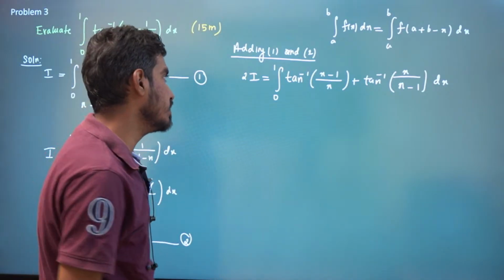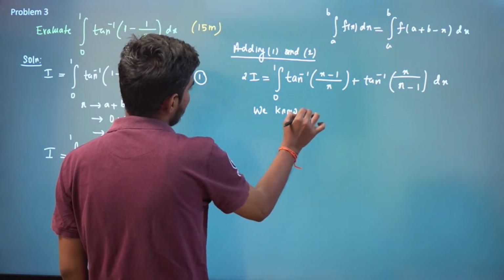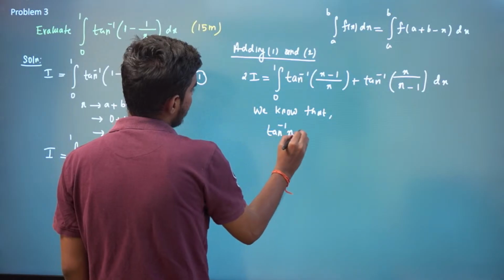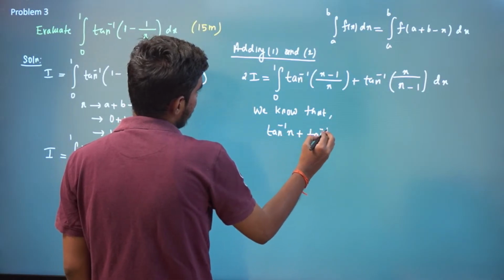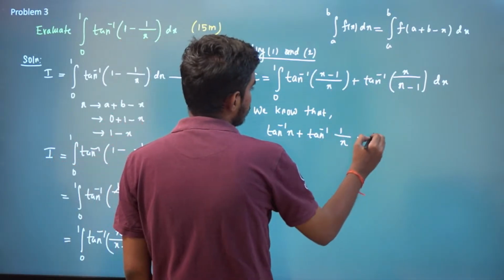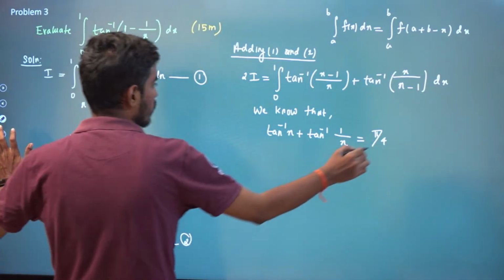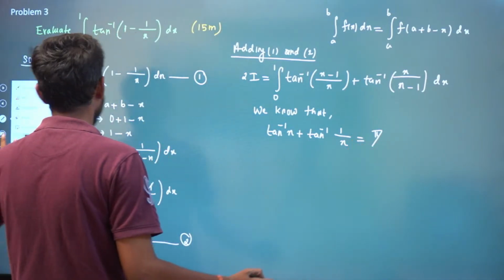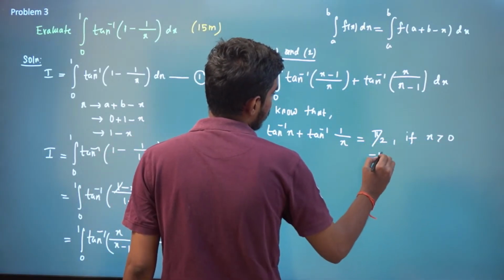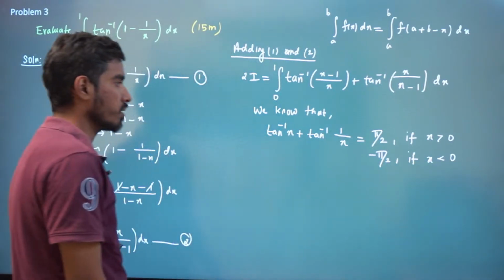But we know the other results. We know that, again, this 12th standard level inverse trigonometric properties. We know that tan inverse of x plus tan inverse of 1 by x, this is a reciprocal, right? This will be equal to pi by 2 if the value of x is greater than 0, and this is minus pi by 2 if the value of x is less than 0.